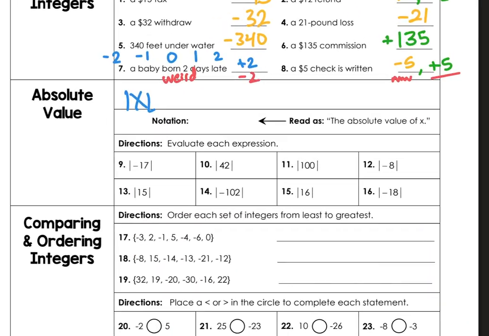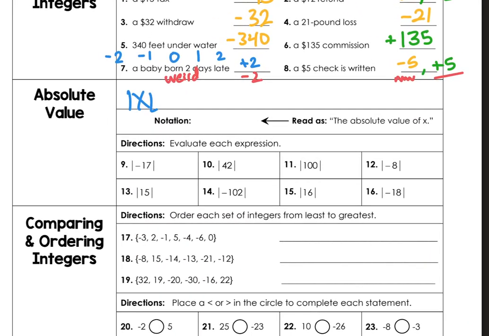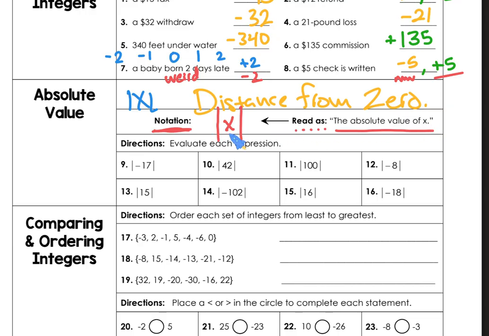So when it comes to absolute value, it is the distance from 0. Okay? That's what's important about it. Now, the notation, basically how we write it. If we were going to write something that reads the absolute value of x, it would look like this right here. You ready? The absolute value of x. That right there is that right there. Those are the same things.